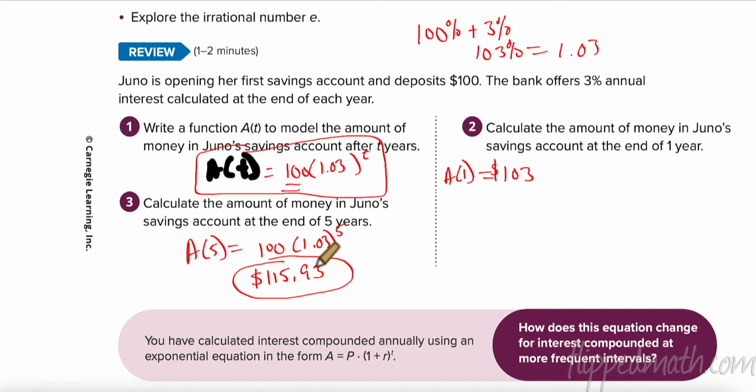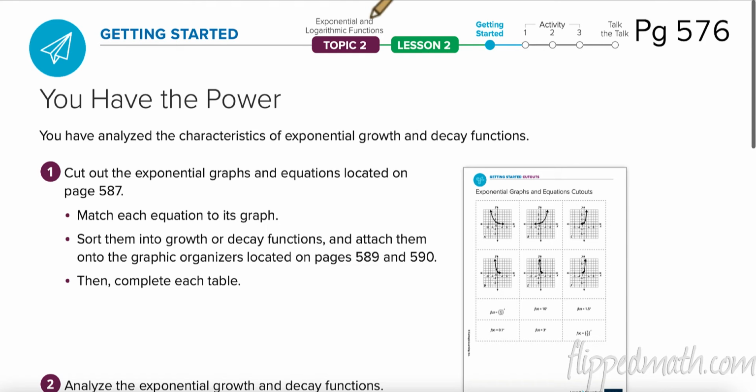Now, I know that this seems very small for you, but please understand that 3% is pretty low and $100 is very low. If you start that with more money, you are going to make more money. All right, that's one of the things I really want you to understand about exponentials and sooner when we get into logarithmics. All right, let's go to the next page on 576.